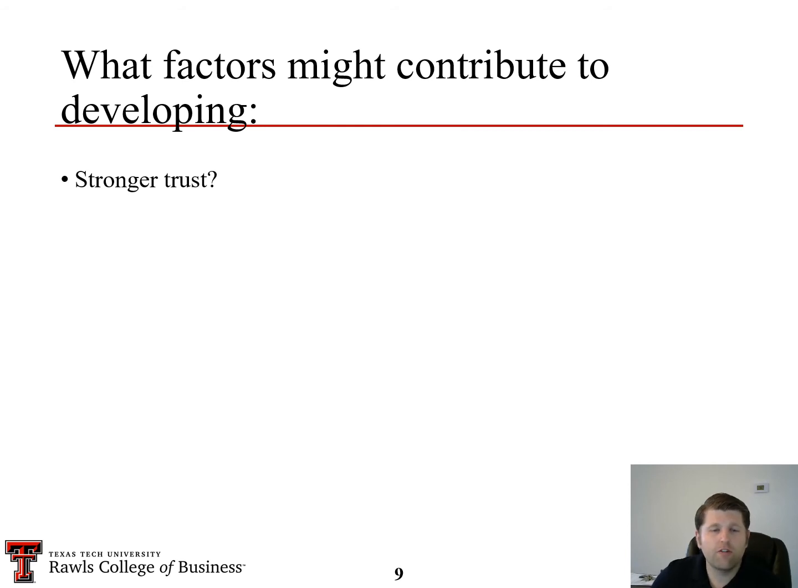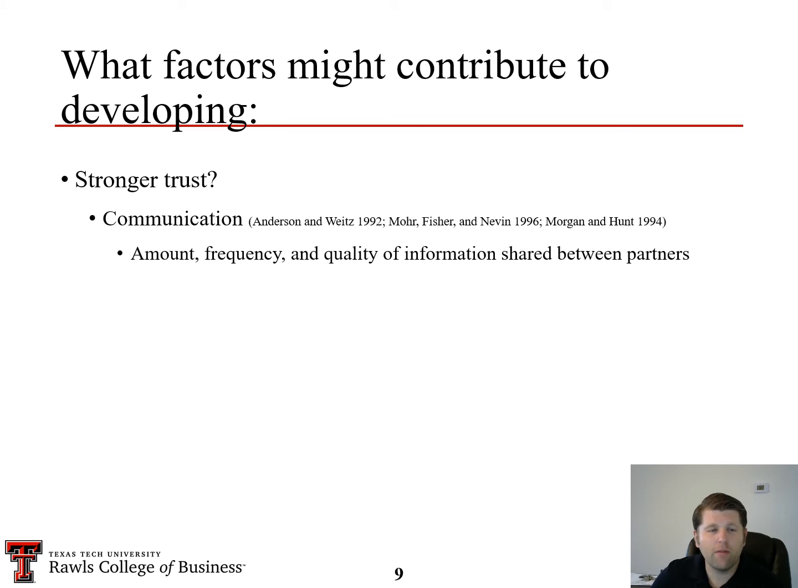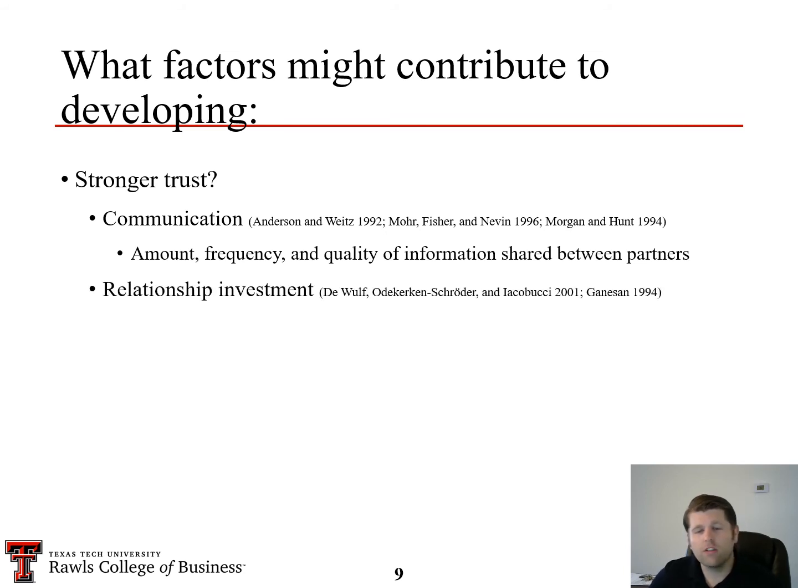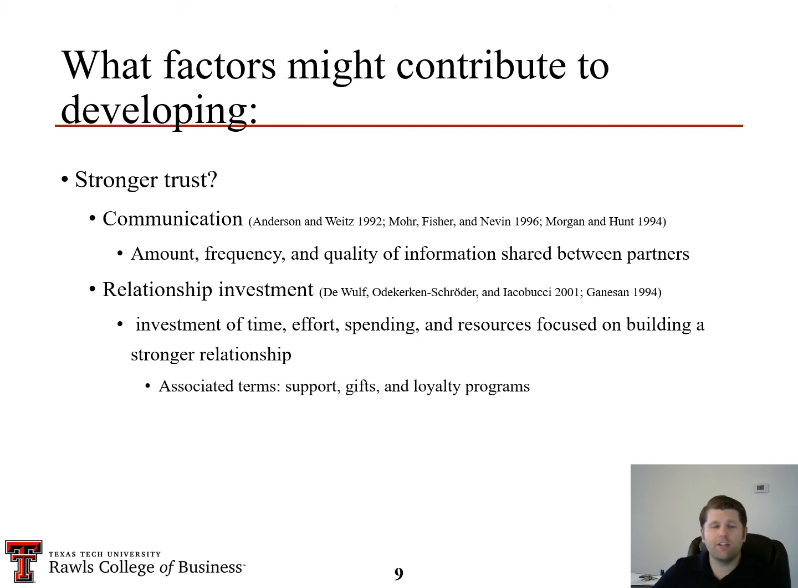Now, what generates stronger trust? Well, one is communication. Communication is key. We've heard that before. This comes in the amount, frequency, and quality. We also have to consider our relationship investment, and this comes through the amount of time, effort, spending, resources that are focused on building a stronger relationship. And so this may come in the form of support. We could have this in the form of gifts, also in loyalty programs.